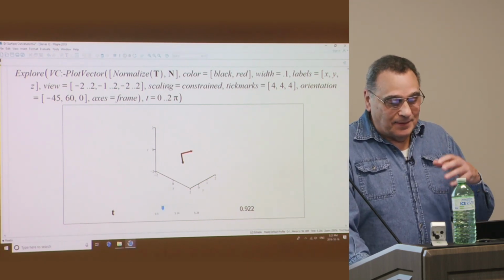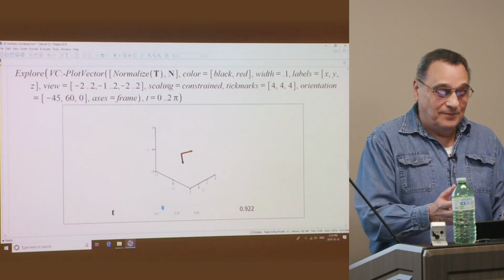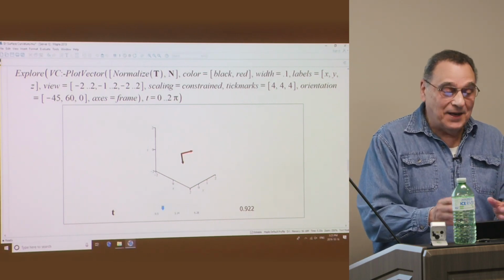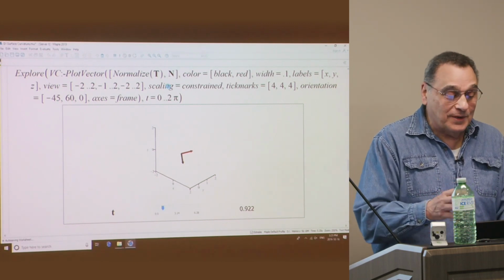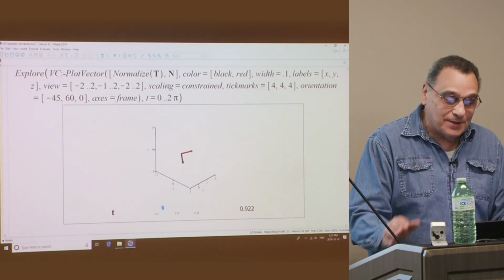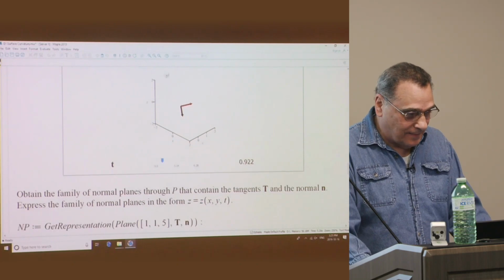And then what I do is I graph it simply, and then you start adding properties like color and width, and put labels on and the right orientation so that it looks nice.